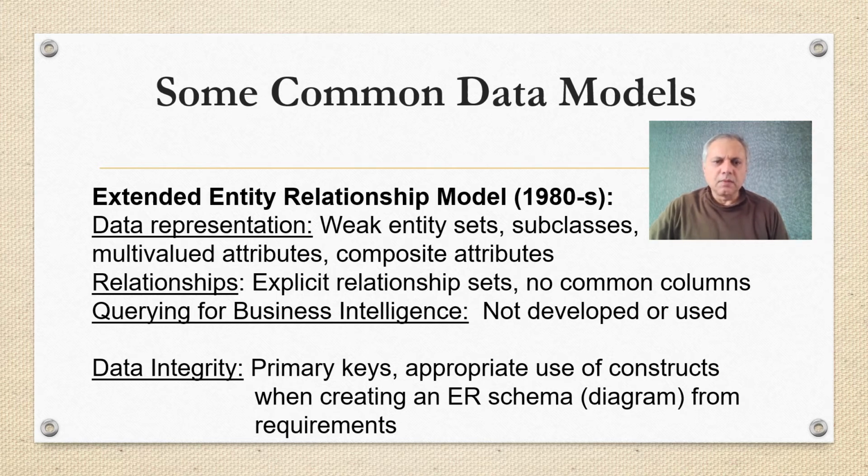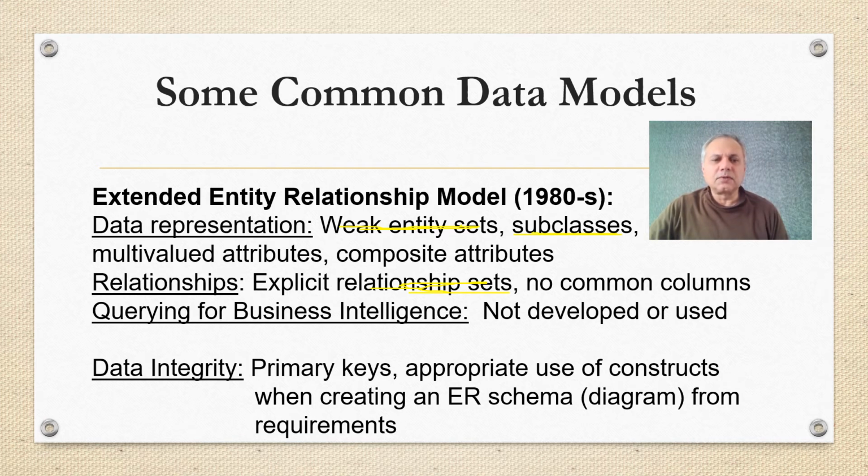So more concepts were created. Apart, of course, from the entity sets and the relationship sets, there were other concepts that were created, for example, weak entity sets. A weak entity set is nothing but an entity set whose members or entities depend for their existence on other entities in a different box or a different entity set. Subclasses, which were basically groupings within entity sets that have further specialized attributes and/or specialized relationships.